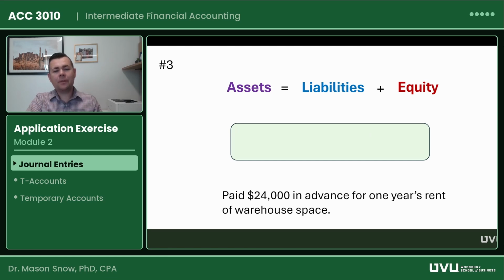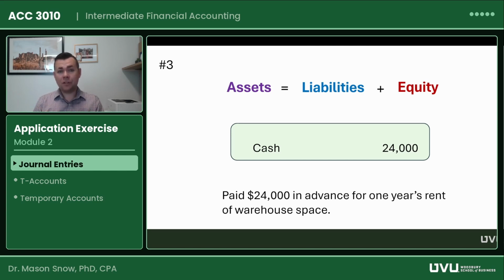Number 3, this time we're paying cash, $24,000, in exchange for the ability to use a warehouse space for rent for 1 year. So as a cash outflow, it's now going to be credited for $24,000. But what are we going to debit? Is this cost an expense? Are we paying off a liability account? Not in this case.